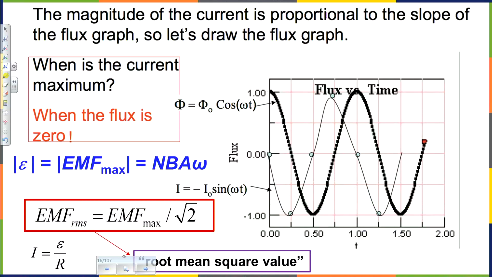And again, this graph shows that changing flux and changing current reach maximum at different times. The maximum of flux and the maximum of current are shifted by a quarter of a period.